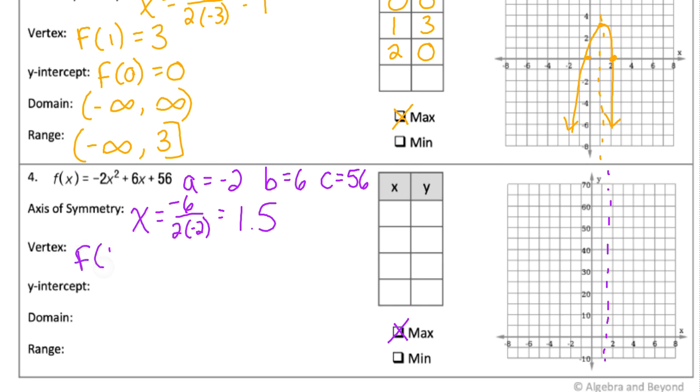When I plug in 1.5 for the x value, I get out a y value of 60.5. So over to 1.5 on that axis of symmetry, up to 60.5. So just above 60 there on that axis of symmetry. So there's my vertex.